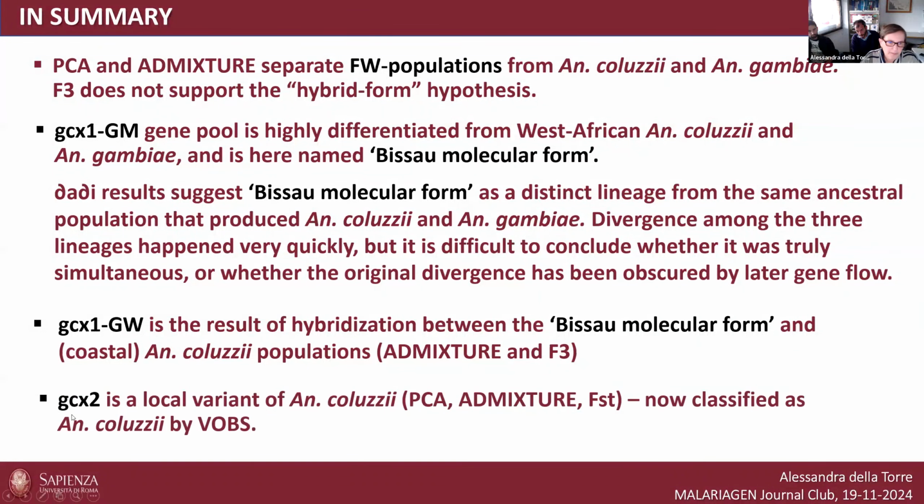And finally, the GX2 population appeared to be a local variant of Anopheles coluzzii, and in fact now in the Vector Observatory is classified as Anopheles coluzzii, not anymore as an intermediate population. So now that more data became available in the Vector Observatory, it became clear that it's only a local variant and nothing really separated.